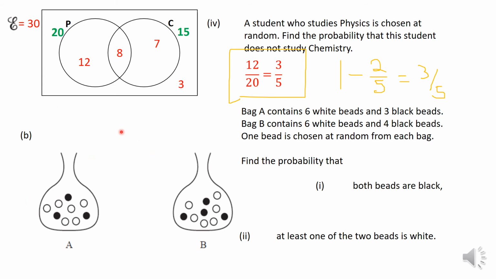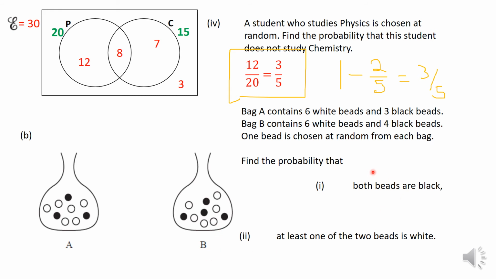Obviously, it brings in two bags. Bag A contains 6 white beads and 3 black beads, as you can see. So in total, we have 9 beads in bag A. In bag B, you have got 4 black beads and 6 white beads. So in total, we have got 10 beads in bag B.